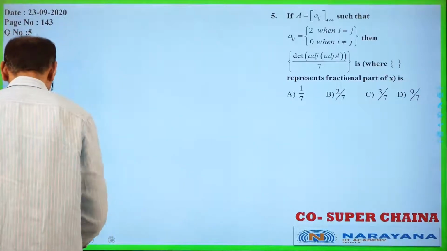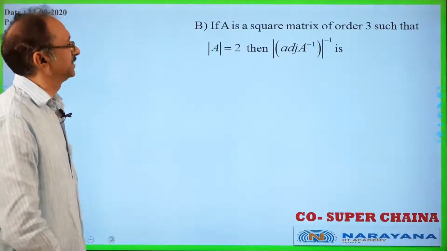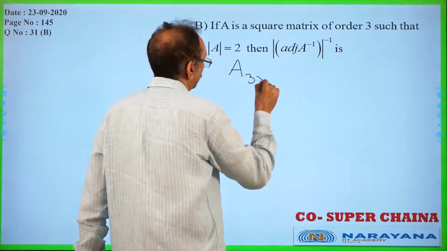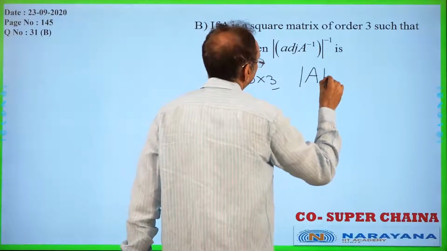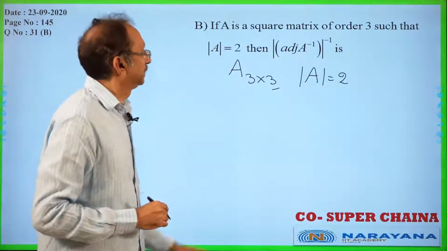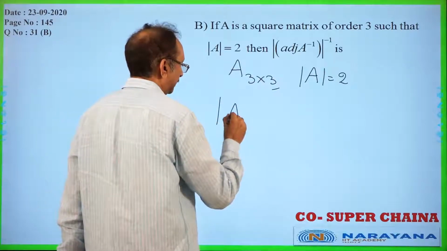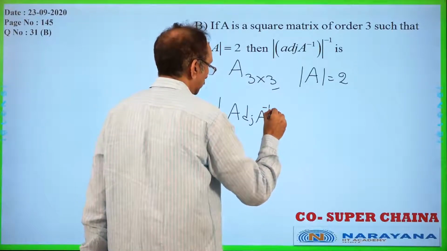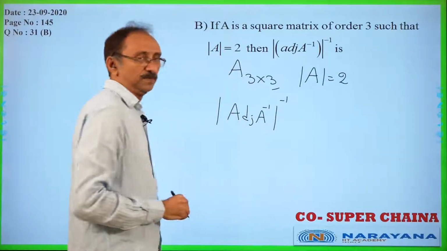Okay, right. Now we will go to the next question. See this one. A is a square matrix of order 3, and det A is equal to 2. What is the determinant of adjoint A inverse, whole inverse, whole power minus 1?